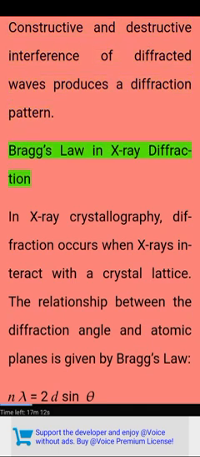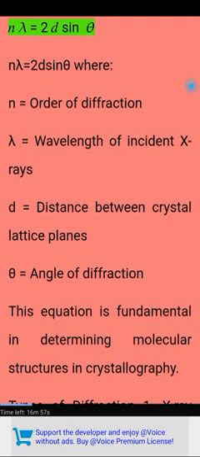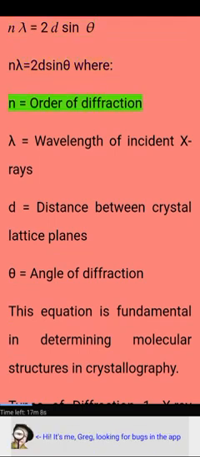Bragg's law and X-ray diffraction. In X-ray crystallography, diffraction occurs when X-rays interact with a crystal lattice. The relationship between the diffraction angle and atomic planes is given by Bragg's law: n lambda equals 2 d sin theta, where n equals order of diffraction.